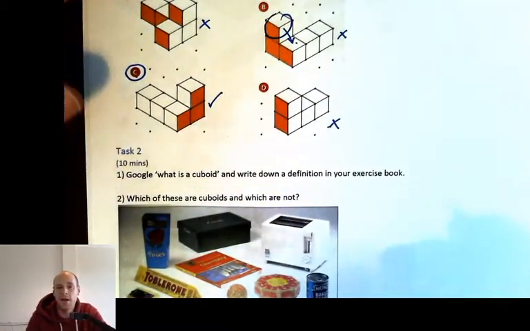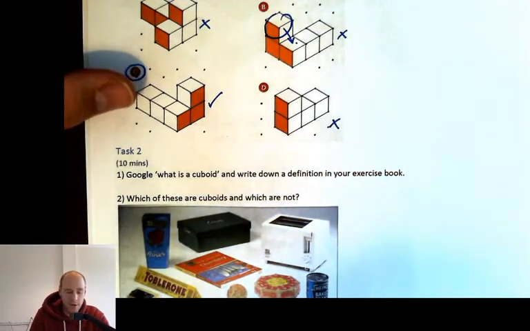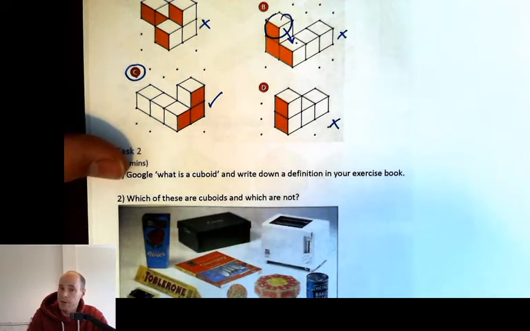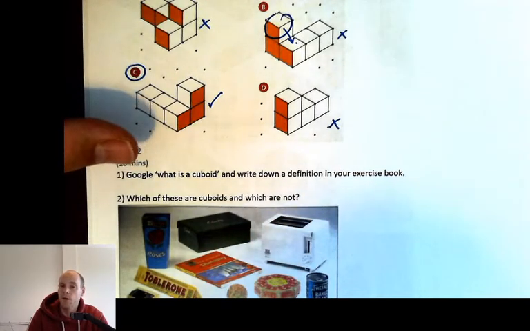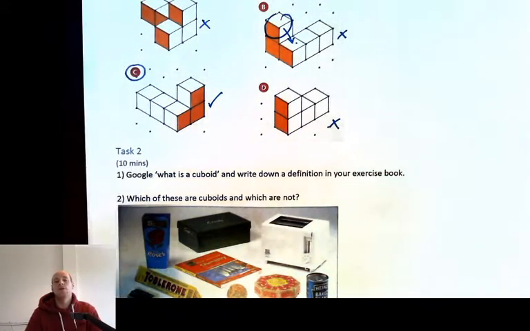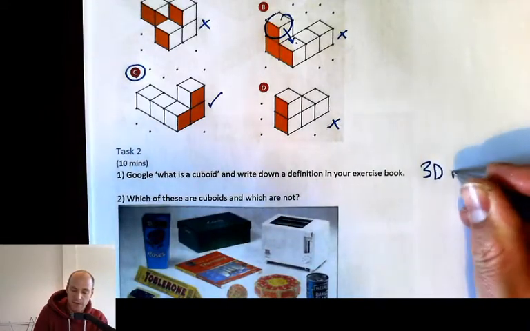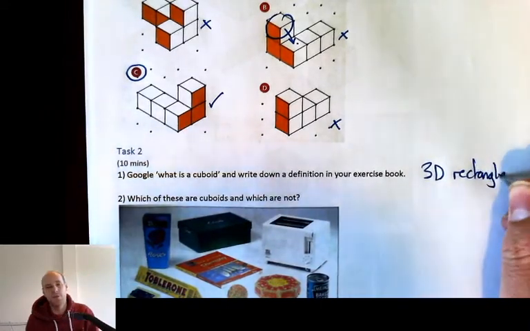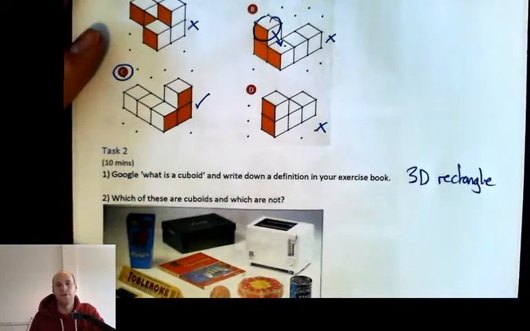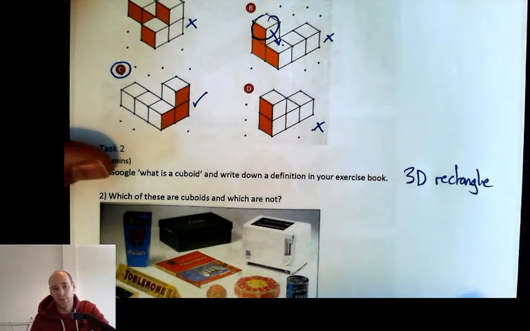So we move on, and it just says Google what a cuboid is. I'm interested to hear what you found out, it depends on what website you found. My little definition for a cuboid is that it's like a cube, but more like a rectangle, because it is a 3D shape which looks like a cube, but it might be longer in one dimension than the others. So I always think about a cuboid as like a 3D rectangle. Now that's not the proper definition. You probably found something a little bit more fancy than that from Google, but it works for me. And by the way, a cube is a type of cuboid.